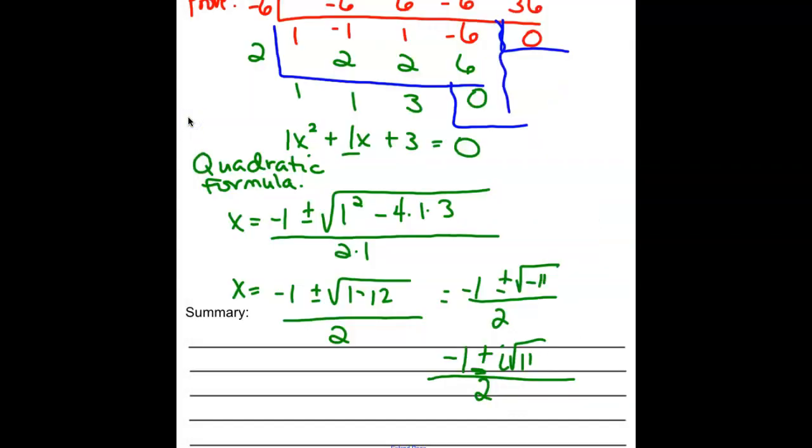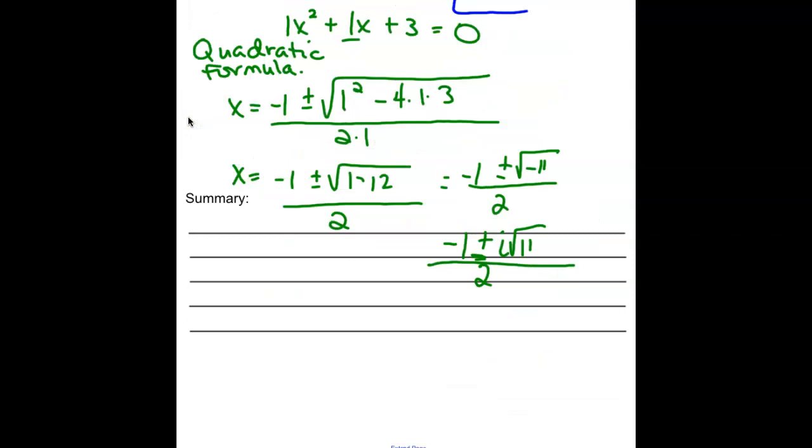Okay, so my final answer, my zeros would be, all right, roots are zeros. We had negative 6, positive 2, negative 1 plus minus i root 11 all over 2.